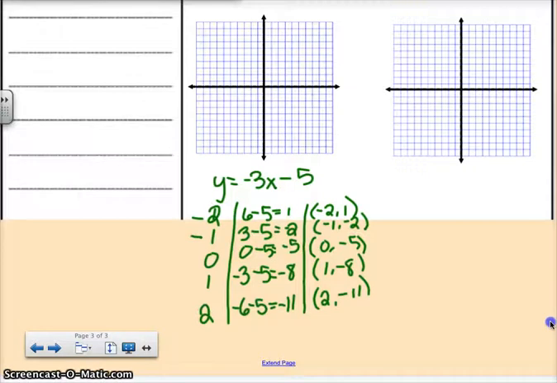So I did step 2, I made the table. That's the part we all kind of don't even love that much. Now I graph. -2, 1. -1, -2. 0, -5. 1, -8. And 2, -11 I can't get to. So this would be my graph.